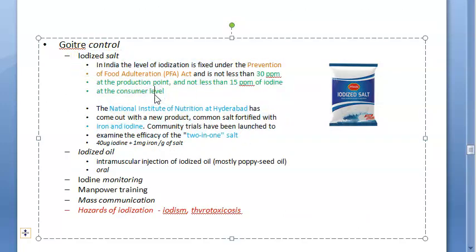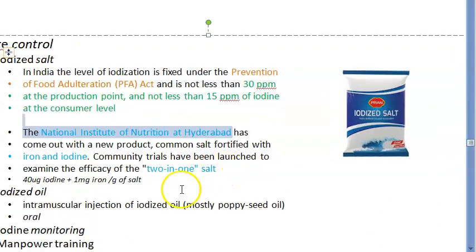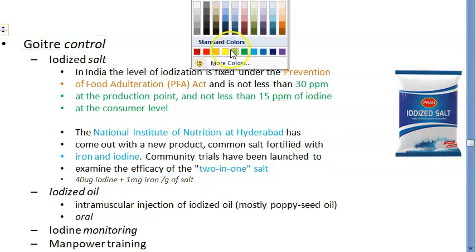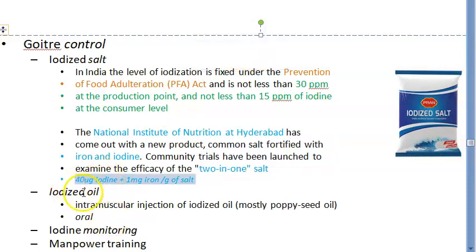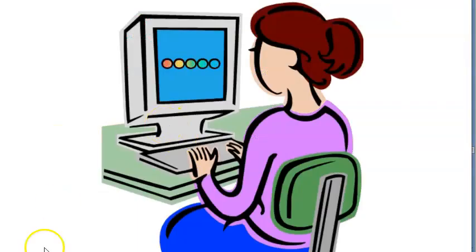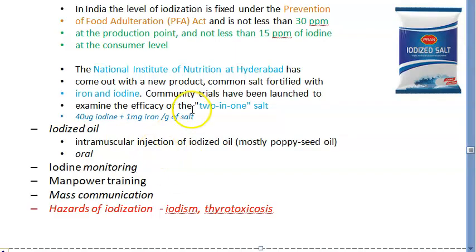30 parts per million at manufacturing level, 15 parts per million at consumer level. Now the National Institute of Nutrition of Hyderabad has come out with a 2-in-1 salt which has iron and iodine. Remember, everything about iodine is in micrograms except the amount of iodine that is there in our body. So 40 microgram of iodine plus 1 milligram of iron in 1 gram of salt. Guys, are you focusing? This is what we're talking about. The National Institute of Nutrition of Hyderabad has given this 2-in-1 salt.